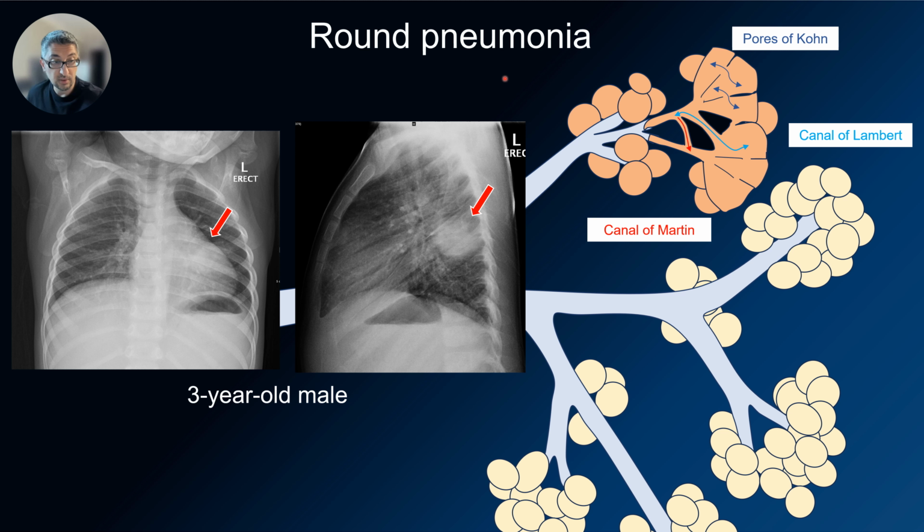Here is an example of bacterial pneumonia. This is also called round pneumonia because of the configuration. It's hiding behind the heart on the frontal projection but cannot hide on the lateral projection.